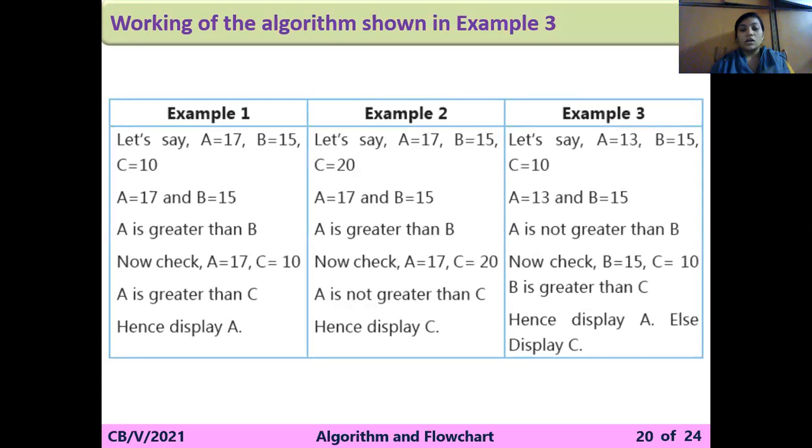For that, simply the numbers are given to you and you have to compare the numbers by taking 17, 15 and 10 for example 1. Second example 17, 15, 20. Third example 13, 15 and 10. So compare the numbers and check your output, write down the algorithm and flowchart both.